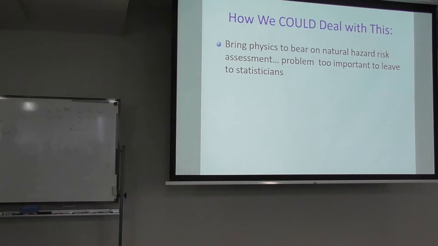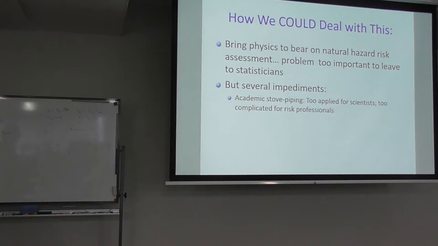And I'm going to specialize, of course, to the particular risks of tropical cyclones. It's too important to leave to the statisticians. I'm not trying to insult statisticians, but we have other ways of knowing about the world besides historical statistics. We have to bring everything to bear. But there are big impediments to doing it.